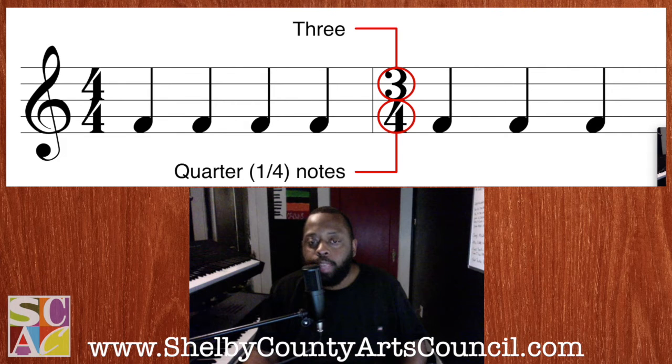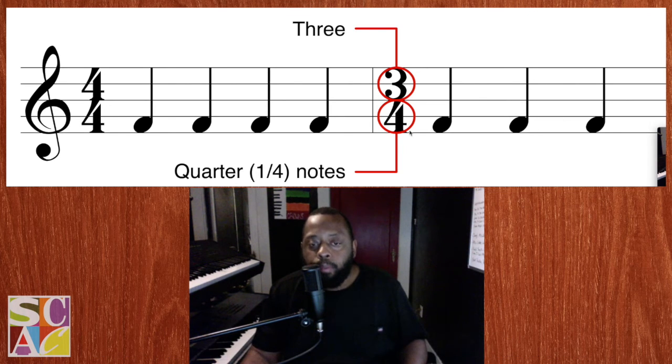Now let's move to the second example. Now, as you can see, the top number has changed. Now there are only 3 beats that are allowed in this measure to complete it. The bottom number still stays the same. The quarter note is going to get the beat. So if we were to count this, it would be 1, 2, 3, 1, 2, 3. So this is called 4/4 time or common time, and this is called 3/4 time.